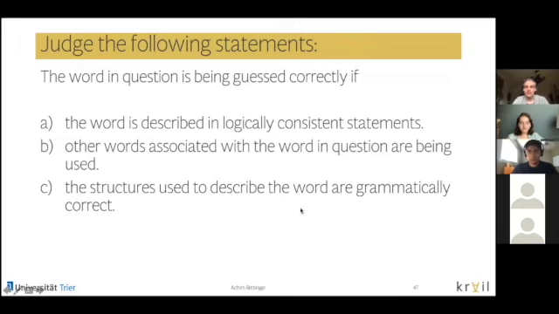So the interesting thing is, if you think about whether the word in question is being guessed correctly, is it a logically consistent statement? Obviously not. Most of the time it's not. Also, are the structures used to describe the word grammatically correct? This is almost never the case in spoken language. If you have ever dealt with analyzing spoken language, there is not really grammar in spoken language, at least not to a degree that you could apply rules to it. And then the other thing, of course, is that you need to name words that are associated in your mind with the object that you want to describe. And this is often enough to describe it.